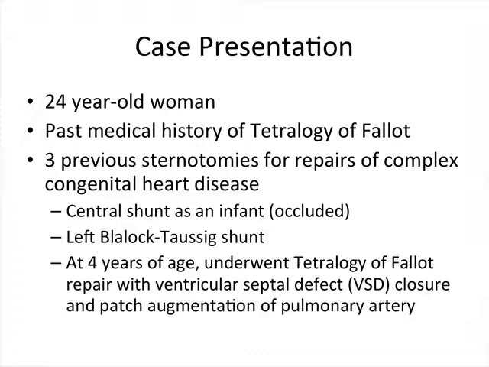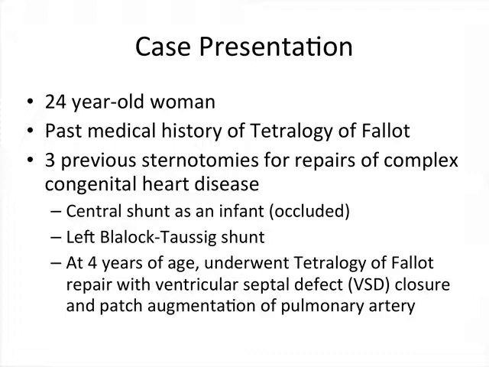This month we present the case of a 24-year-old woman with a past medical history of tetralogy of Fallot. Other than her congenital heart disease, our patient had been healthy, fairly active, and she had recently completed her college education. She had undergone 3 previous sternotomies for repair of her congenital heart disease, including a central shunt, which subsequently became occluded, followed by a left Blalock-Taussig shunt as an infant.